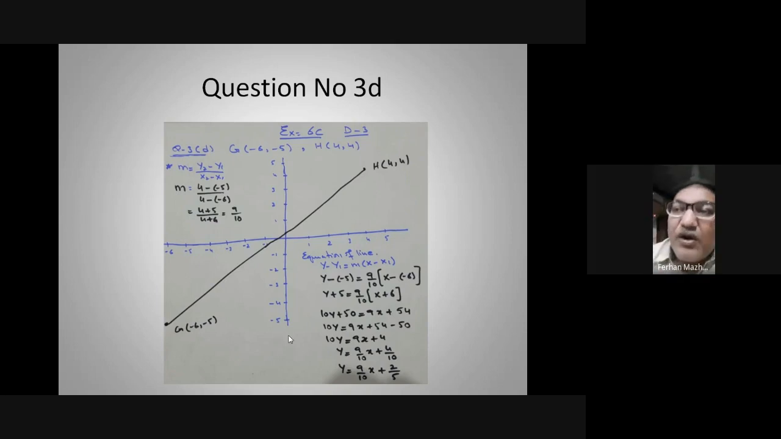So remember, this is that standard form when the y is alone on the left side and equals to an x and then a constant. So the coefficient of x is the gradient of this line, 9 by 10. And this number tells you the y-intercept. So this is how you will do the question number 3D part. Do you understand? They are exactly the same.